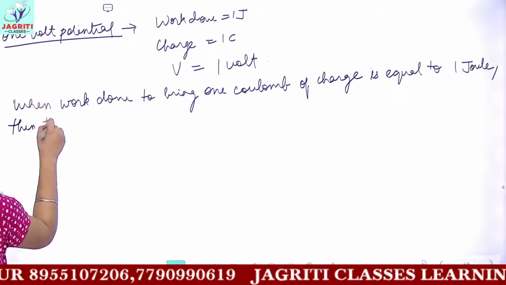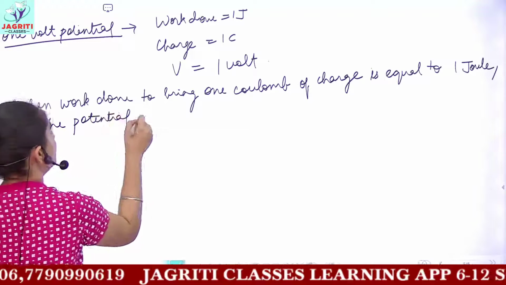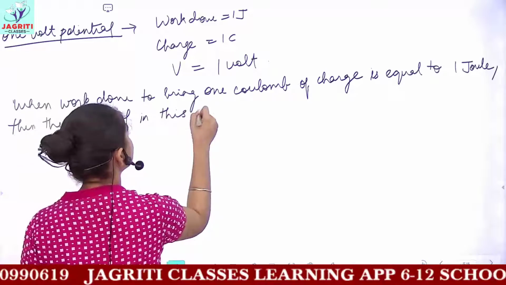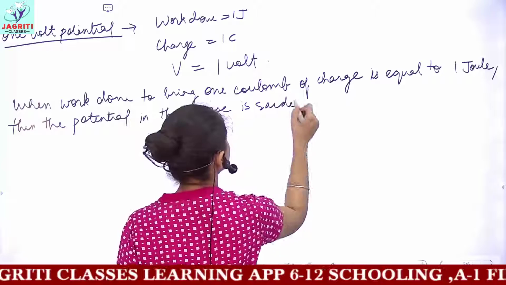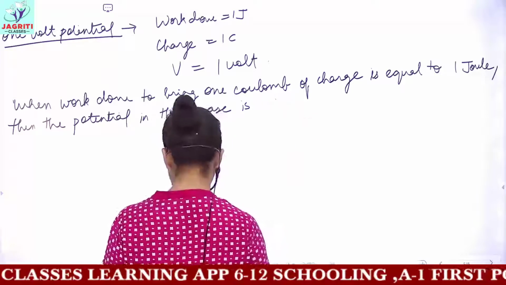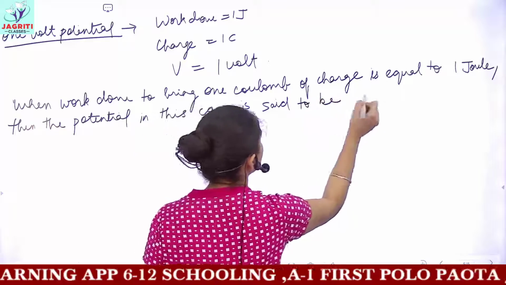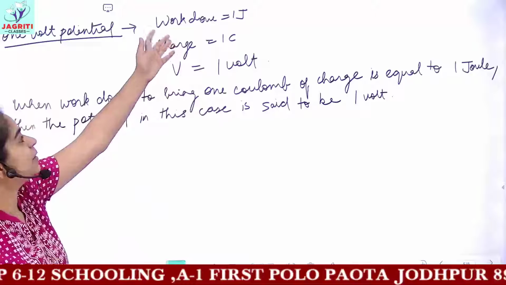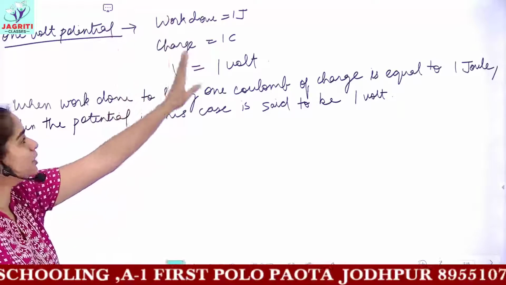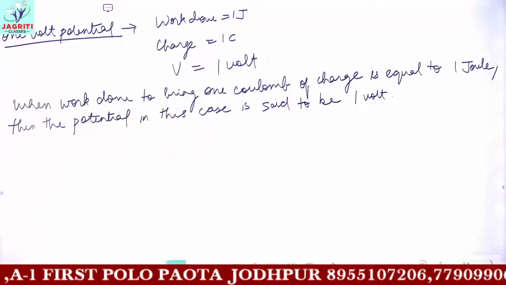Then the potential in this case is said to be 1 volt. Okay, and then you can describe it in this manner: when work done is 1 joule, charge is 1 coulomb, then the potential is equivalent to 1 volt potential.